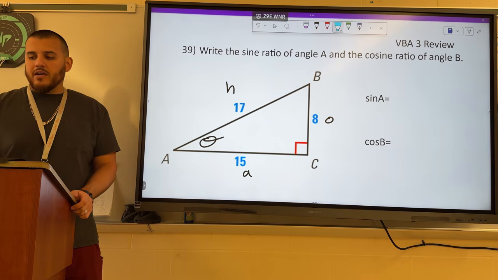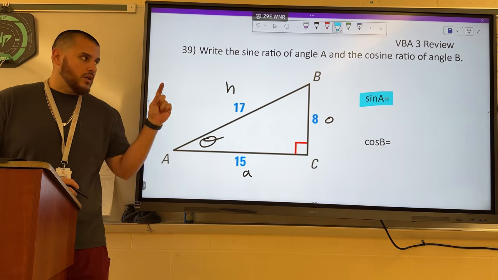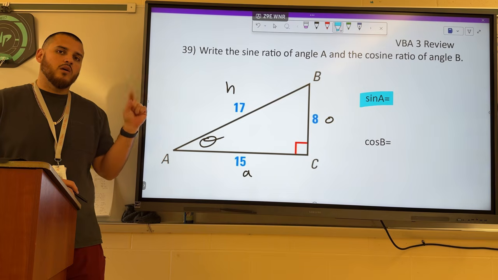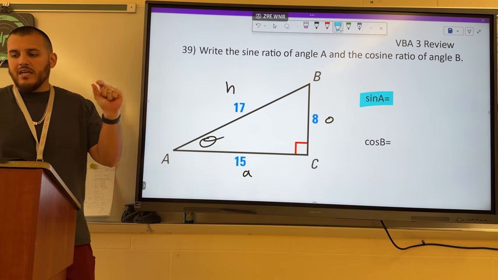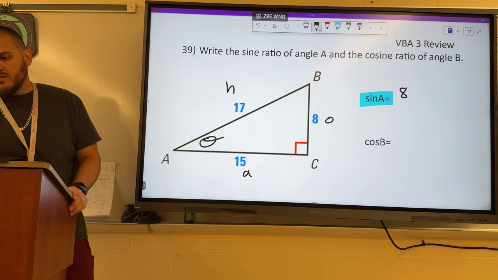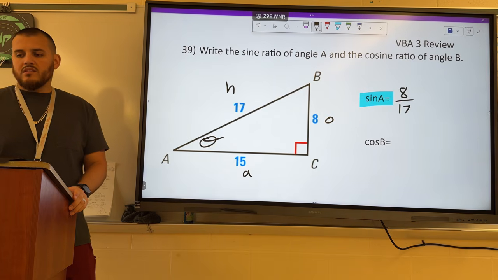Hopefully you remember this acronym. SOHCAHTOA is how we can write our ratios. It's spelled SOH. That means the sine ratio is opposite over hypotenuse. That would be 8 over 17.